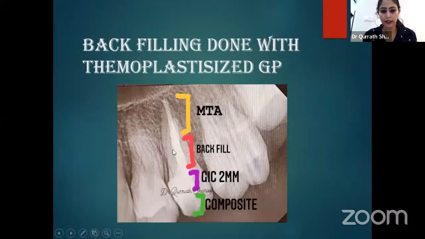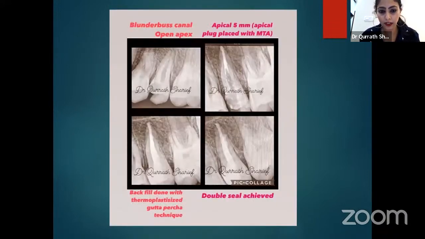If you can see in this picture, your apical 5 millimeters have been downpacked with MTA, and the remaining area is backfilled with your obturating material. Followed by that, a 2 millimeter thickness of GIC needs to be placed here, and then your composite. The remaining core needs to be done with composite to make sure there is a proper seal. Like I said, your coronal seal, here there is a double seal, so that there is no microleakage occurring, resulting in root canal failure. So this is your case 1.